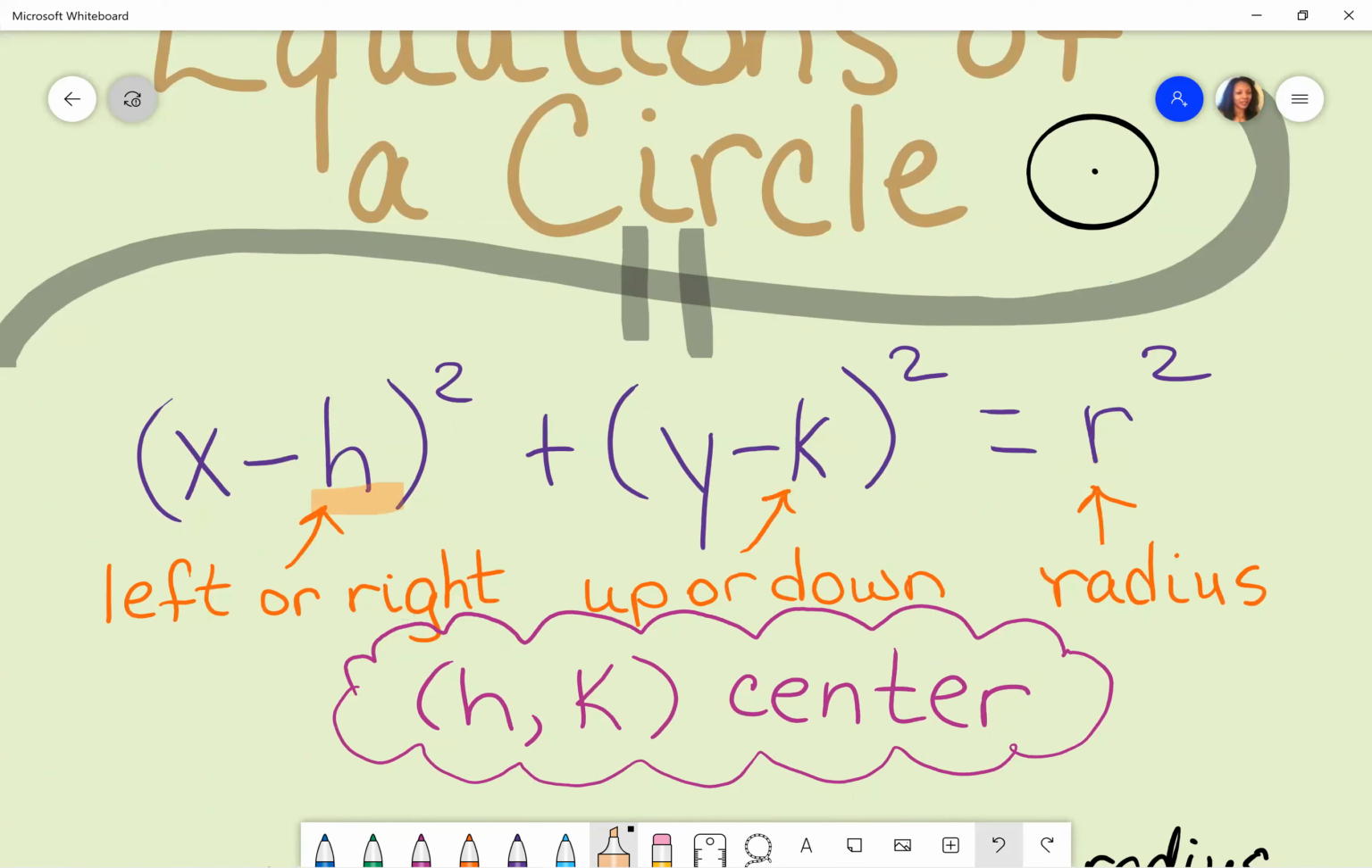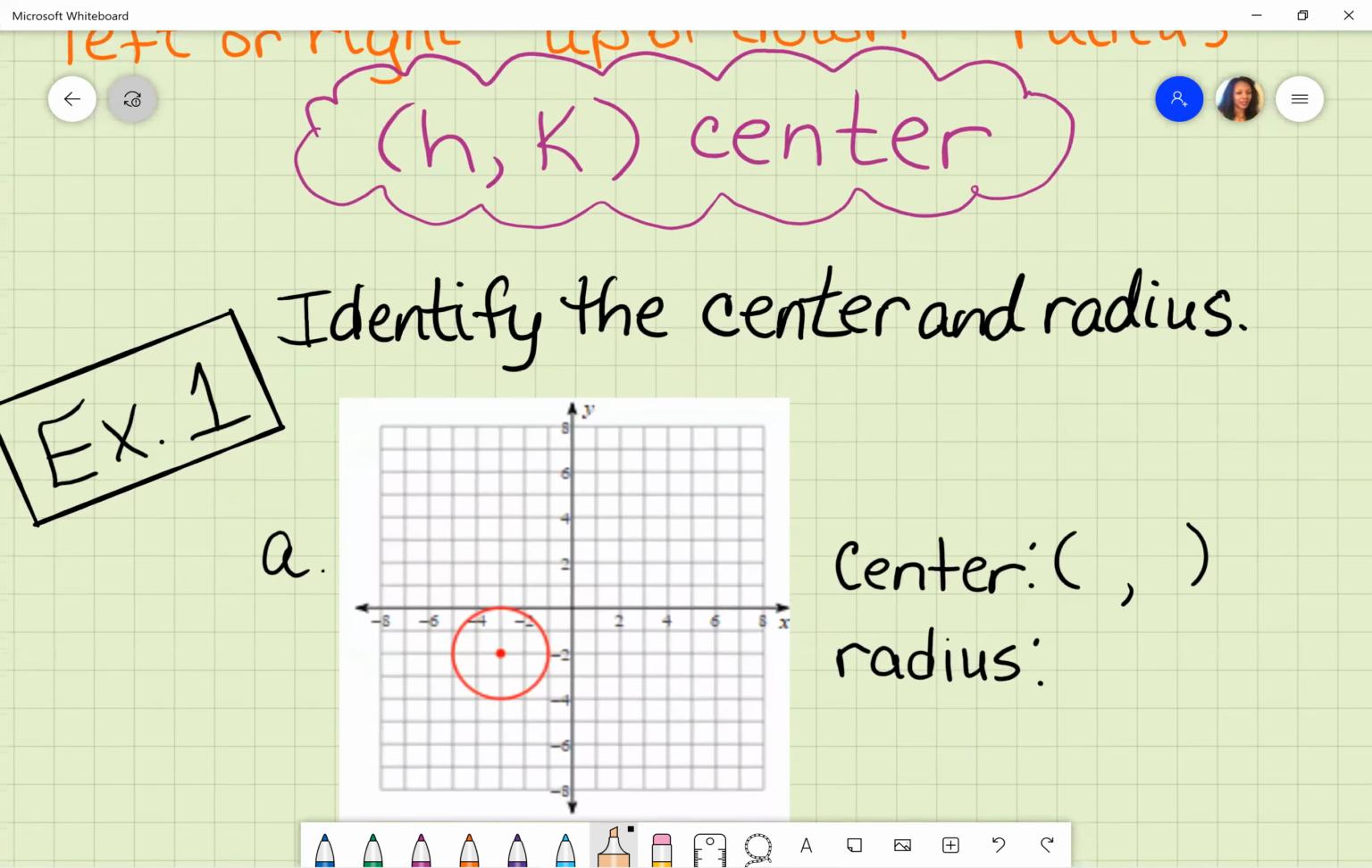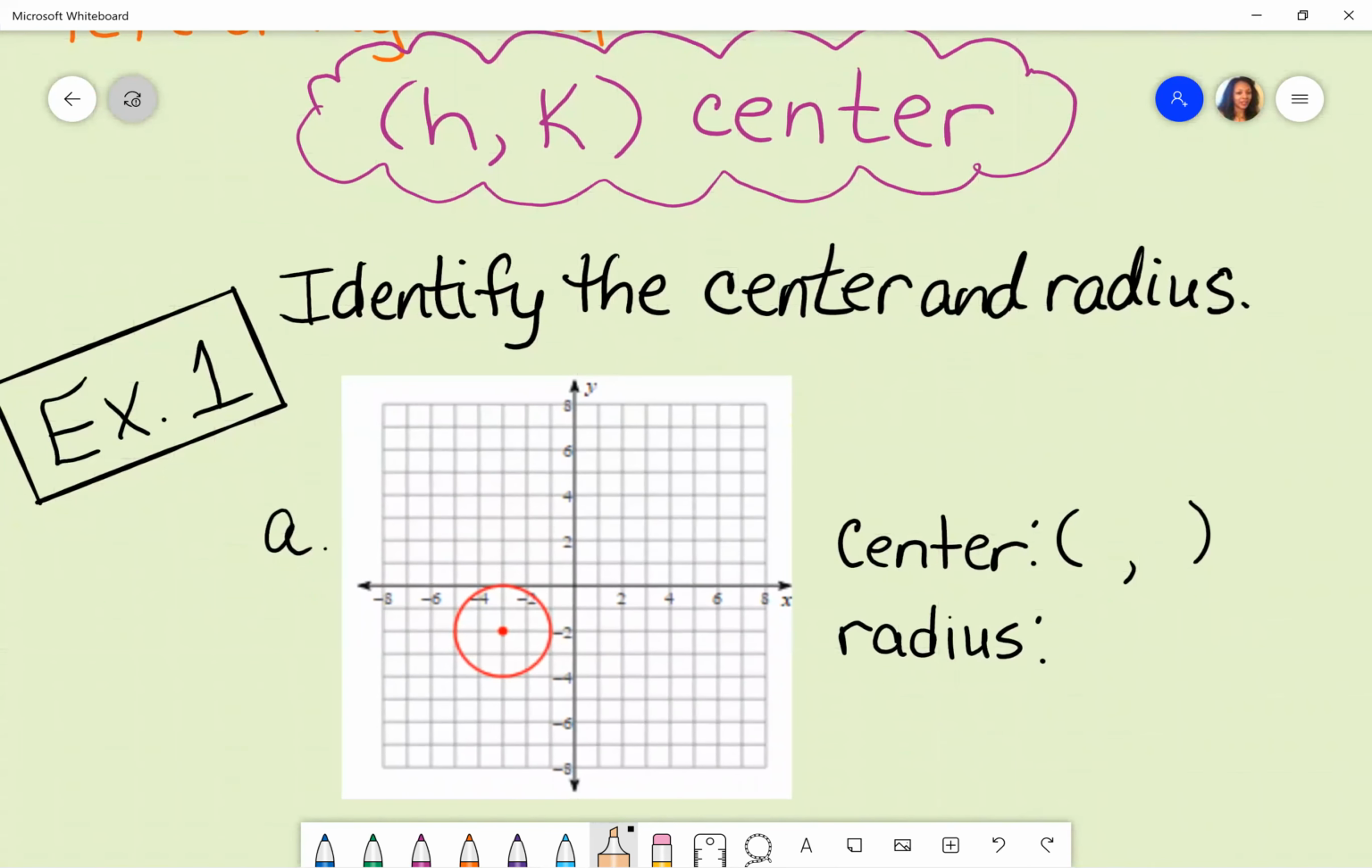Where students typically get the problem wrong is they do not recognize that radius is actually squared when it's written in the equation of a circle. So pay attention to that. What you also need to pay attention to is that H and K will represent the center of your circle. And also, the formula has a minus sign in there, so you have to pay attention to your signs as well. So let's go through some examples to see the variety of ways that you will see problems presented to you.